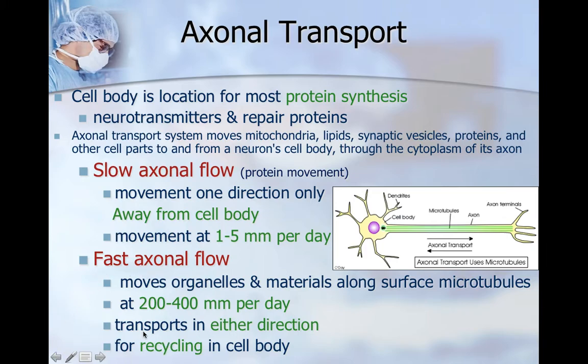Fast axonal flow can go in either direction. It can go into the cell body or away from the cell body. And this is really good for recycling inside the cell body, and also for those repairs that need to be done on a regular basis for homeostasis.